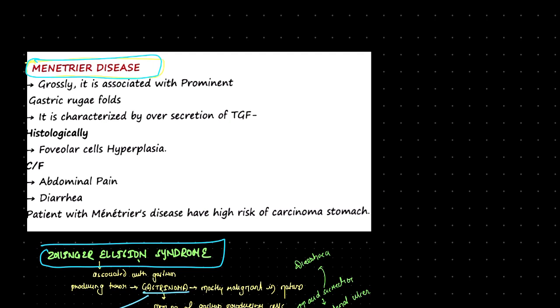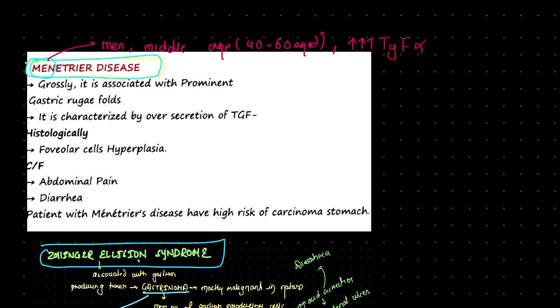Let us go through the name first. This Menetrier disease will mainly occur in men, and the men are of middle age, that means 40 to 60 years. And what will happen in this Menetrier disease is that it will cause the oversecretion of TGF alpha.